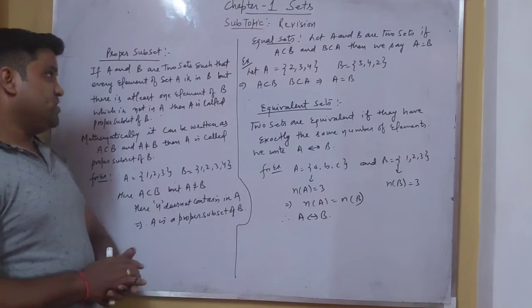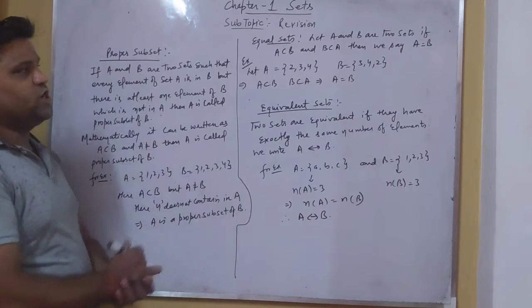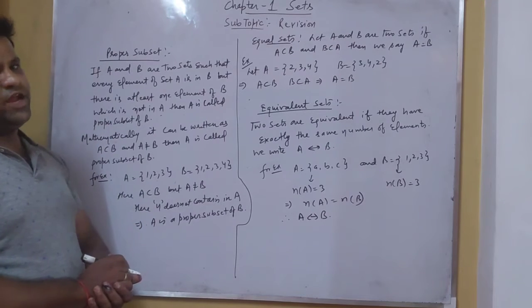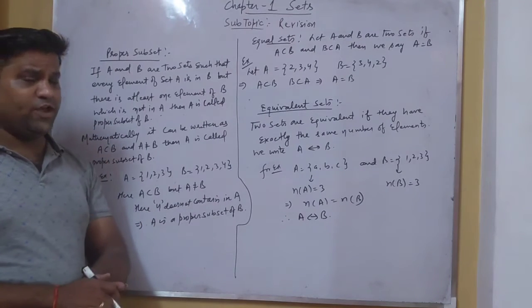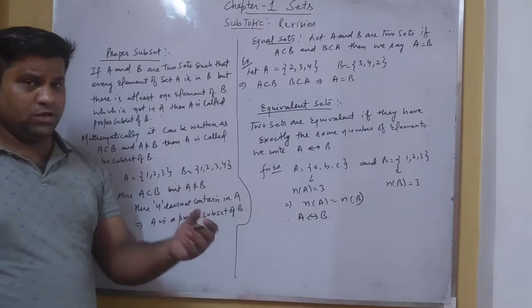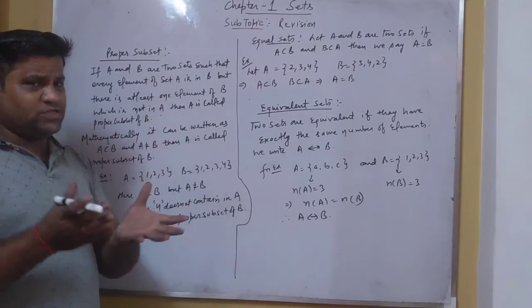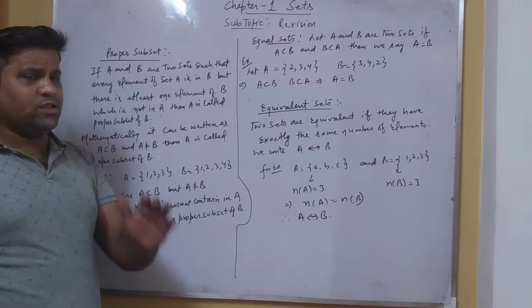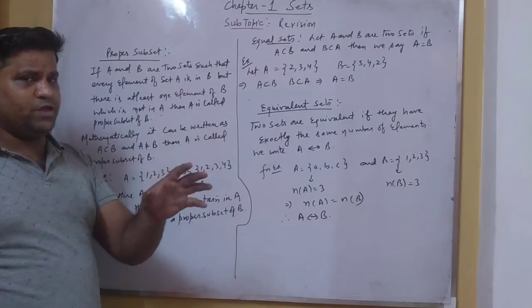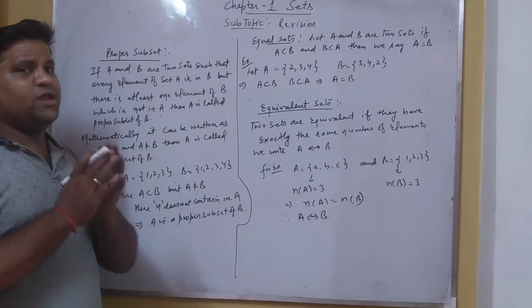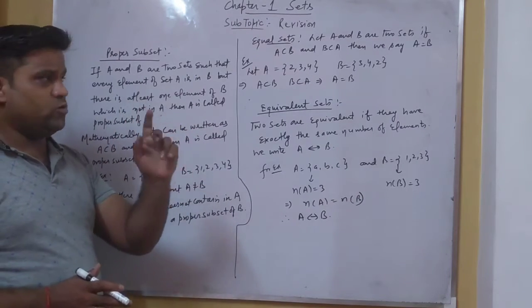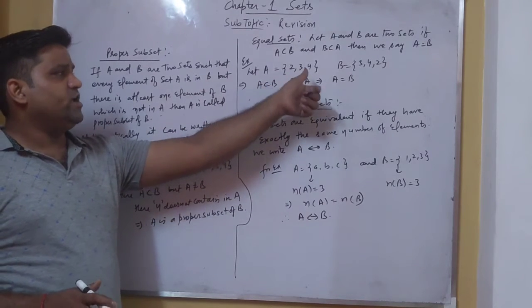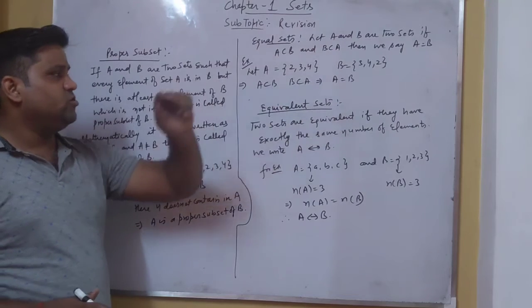Now let us come to another topic, which is equal sets. Suppose that we have two sets A and B. A is a subset of B and B is a subset of A. Then we can say that A is equal to B. Or we can say that if the number of elements in set A and the number of elements in set B are equal and the same, then in that case we say that the two sets are equal. For example, we have A and B. A is a subset of B, B is a subset of A. We can see that, so here we can say that A is equal to B.